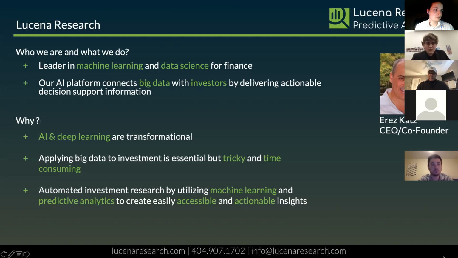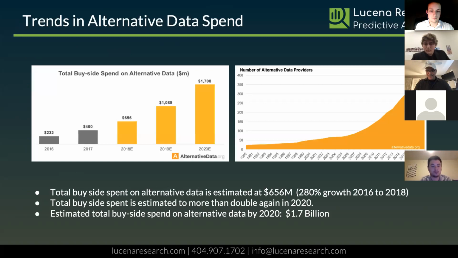Unless you've been living under a rock, the trend is moving rather rapidly in favor of quantitative investment and big data. According to alternativedata.org, and this is an older slide, the buy side, hedge funds, analysts, and other investment professionals have been raising their spend since 2016 by over 280%. And we estimate that by this year, 2020, it'll be about $1.7 billion of expense, about sixfold what has been spent just a few years ago. So things are moving rather quickly in favor of quantitative analysis and big data consumption.